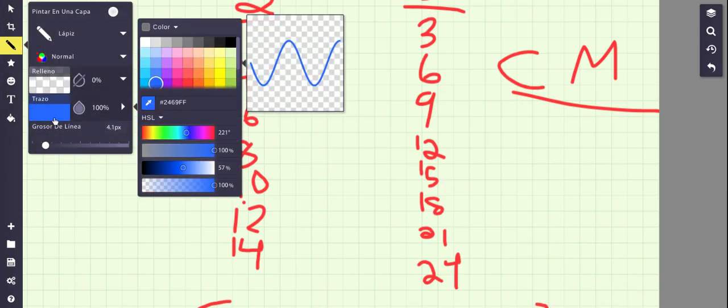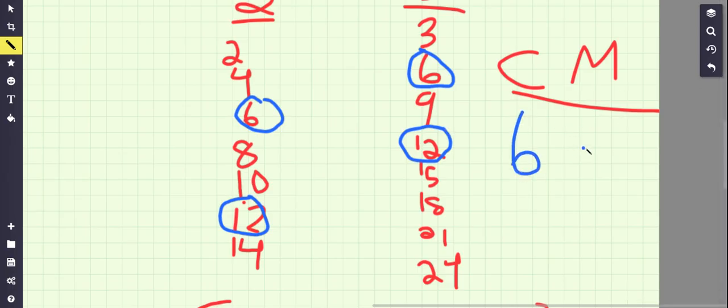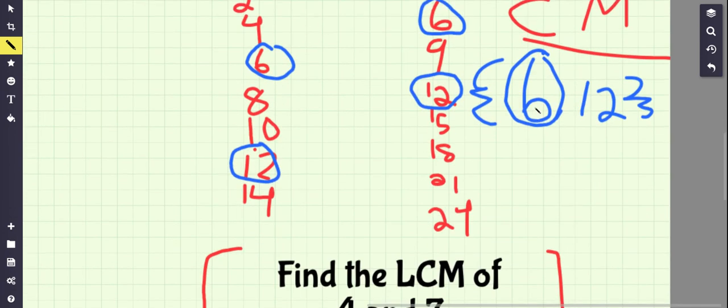The common multiple is the same multiple of two numbers. In this case, one is 6 and another is 12. Our common multiples are 6 and 12. This is what we call a set, like two solutions. So here's a set of 6 and 12. Now the least common multiple is 6. The least number is 6. That's our LCM.